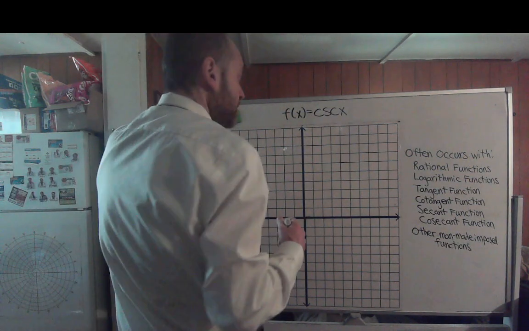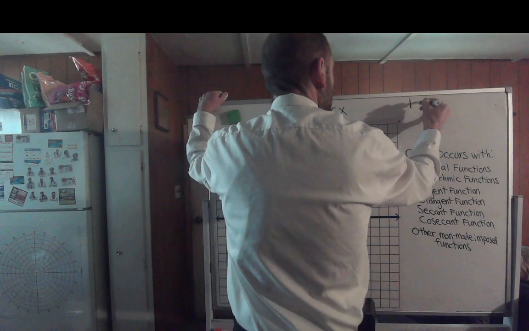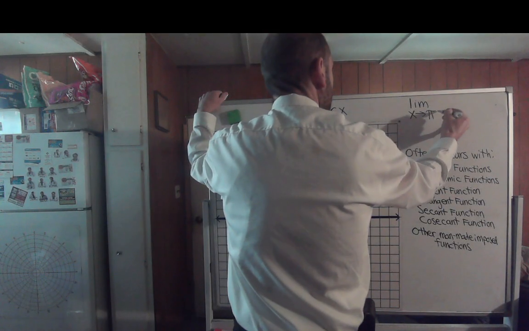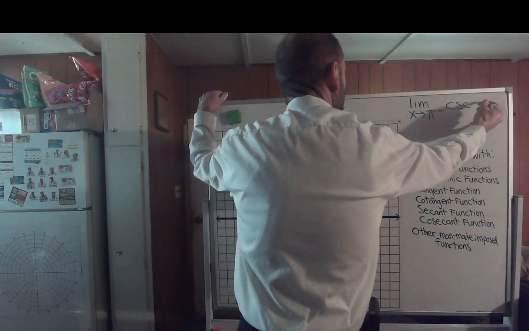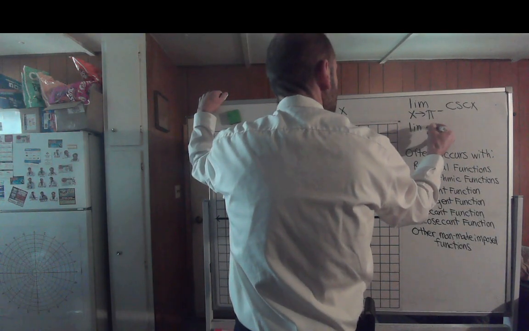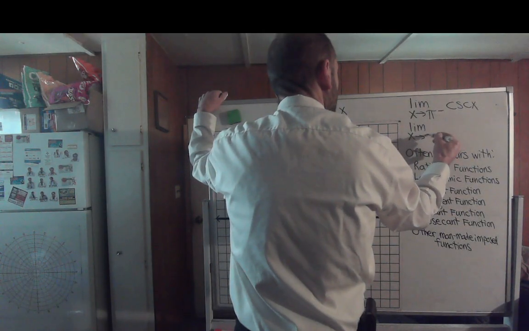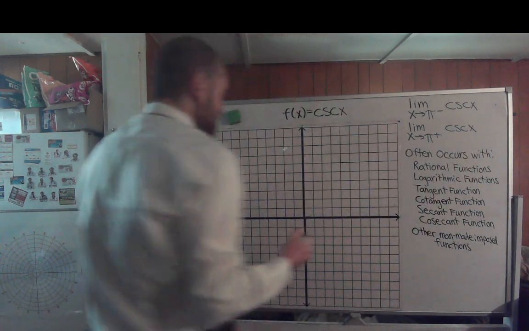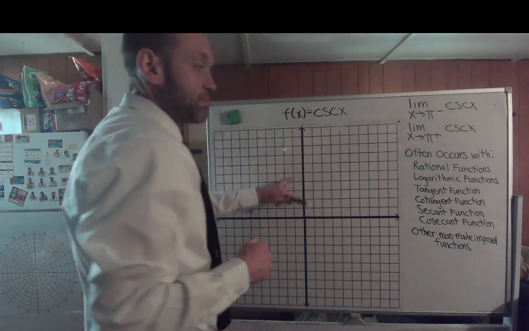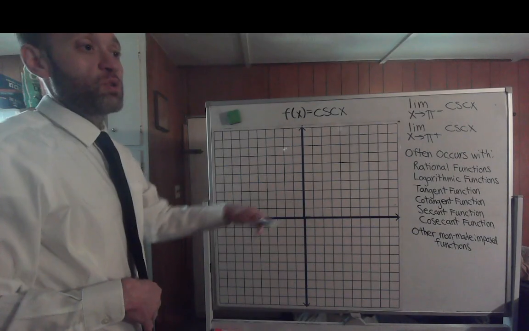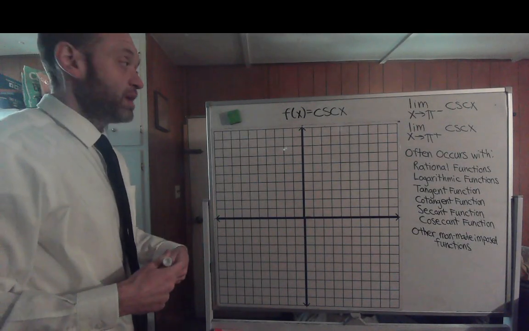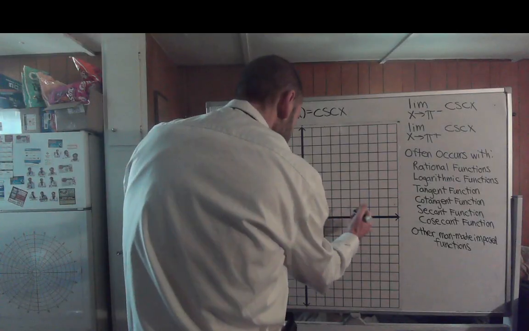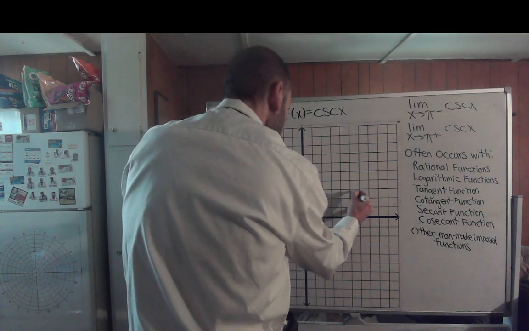Let's graph this. I want to go towards pi. The limit as x approaches pi from the left of the cosecant of x, and the limit as x approaches pi from the right of the cosecant of x. So let's see, where are our asymptotes for the cosecant of x? It's going to be at integer multiples of pi. So at 0, then at pi itself, 1, 2, 3, 4, 5. Here's pi, that's a vertical asymptote.